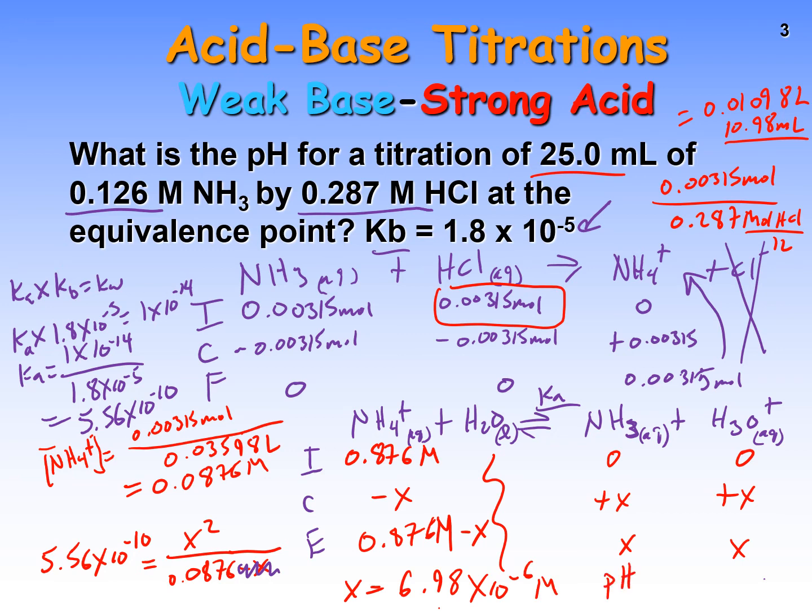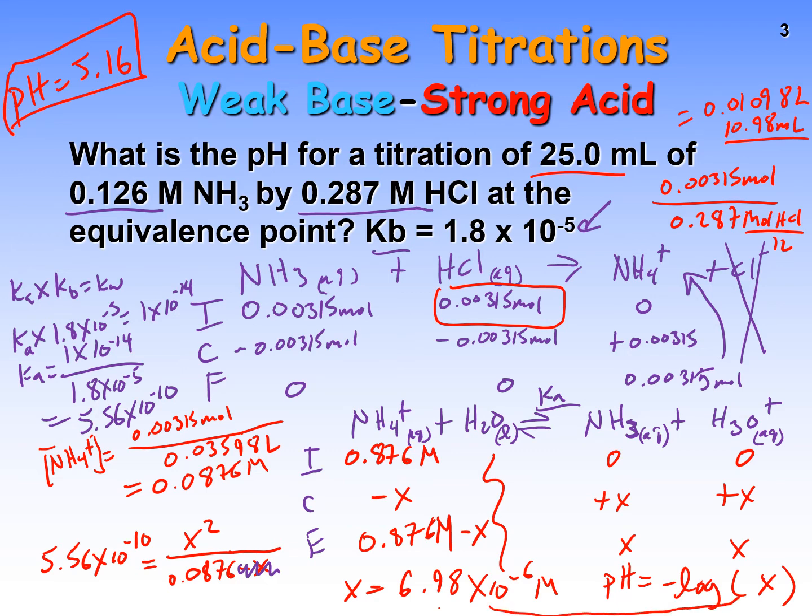pH is just going to be equal to the negative log of that. And if we do that out, you get that the pH here will be equal to 5.16 as our pH. So if I just take this and plug it in there, that will get me that answer. All right, so if you have any questions, let me know.